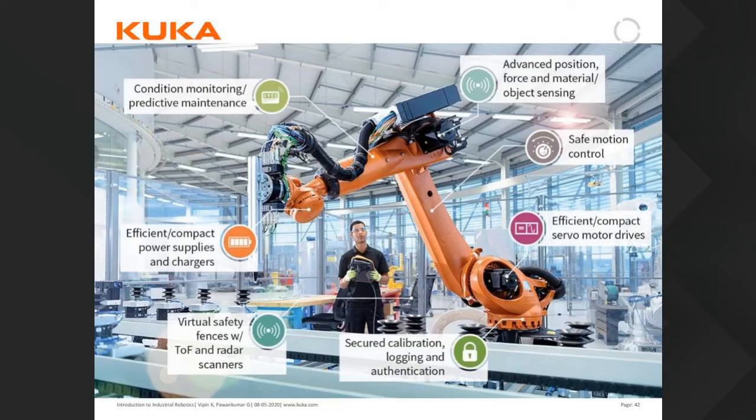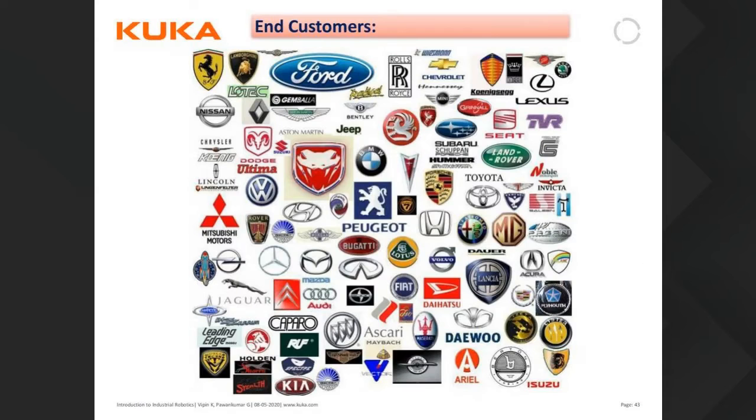So this is how the customer looks towards the robot. Whenever an end customer like Tata is looking towards a robot, he will ask for condition monitoring, advanced position, force and material object sensing. The things I mentioned on display are what come into their minds, and the integrator has to resolve and finalize these so that the end customer will be happy with his requirements.